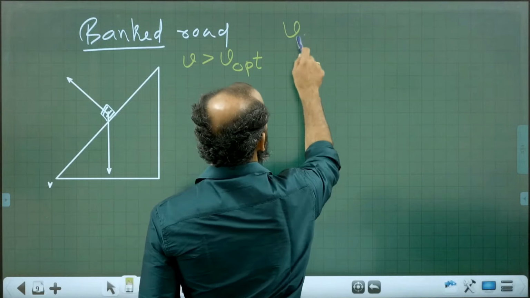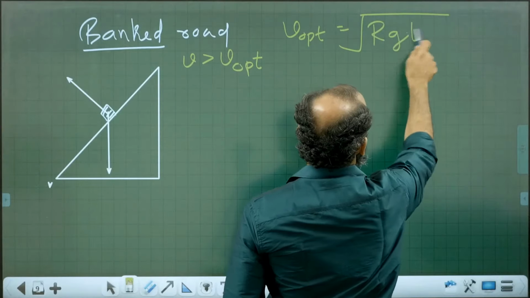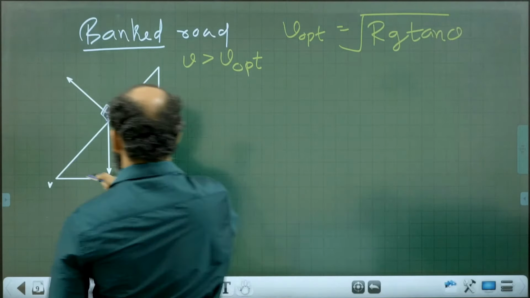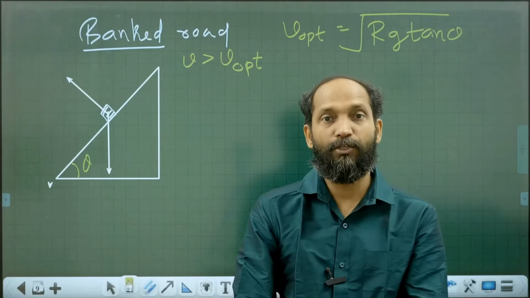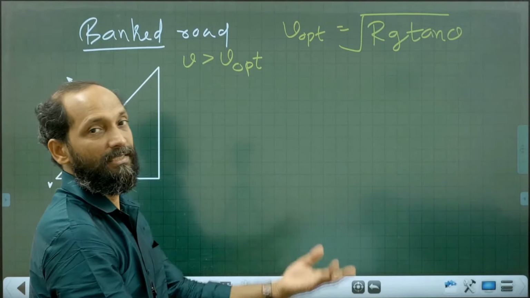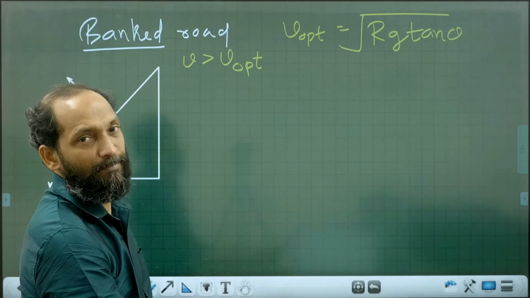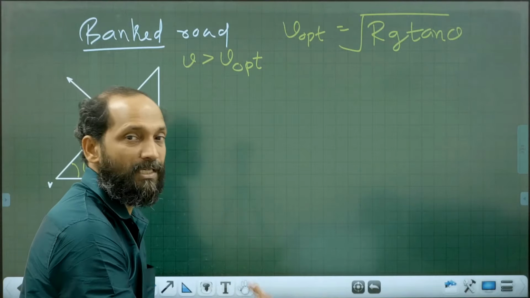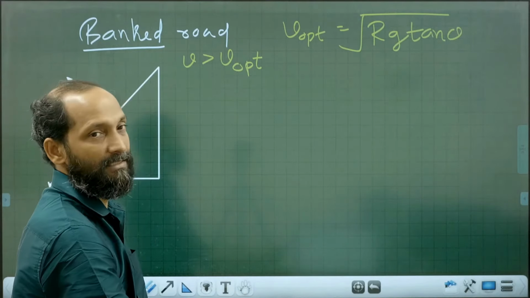Formula for optimum speed is v optimum equal to root of rg tan theta, where theta is the angle of banking, angle of incline, angle of banking. The outer part of the road is slightly lifted up with respect to the inner part of the curve. This engineering is called banking.